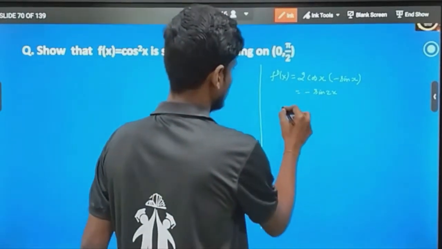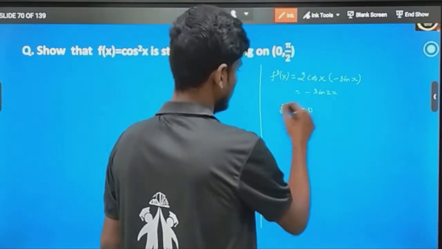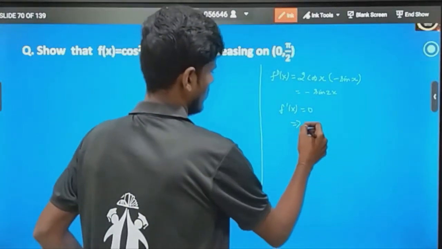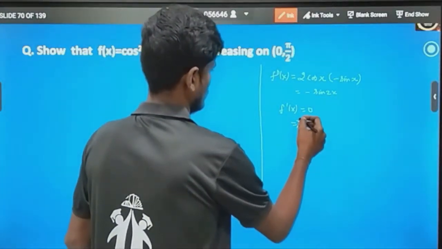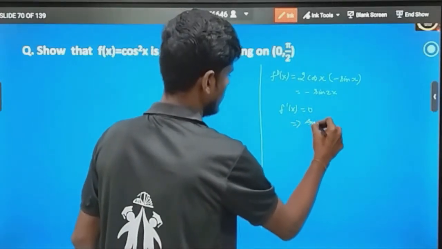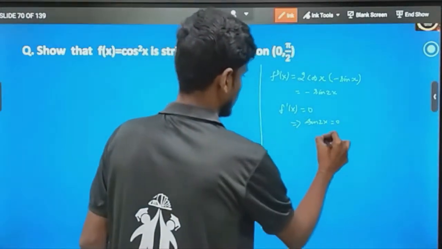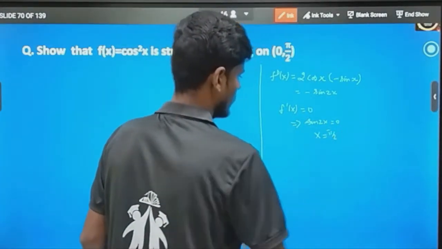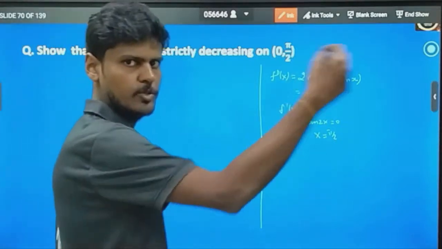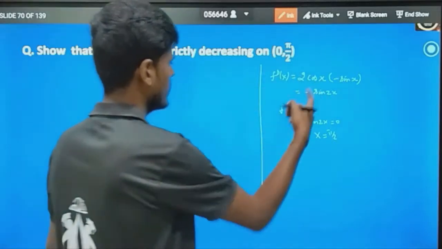Again, f dash of x equal to 0 means sin 2x will be equal to 0, which means 2x is pi, so x will be pi by 2. x will be pi by 2 or 0. We have values 0, pi by 2, pi, etc., in intervals of pi by 2. Then what we need to do?